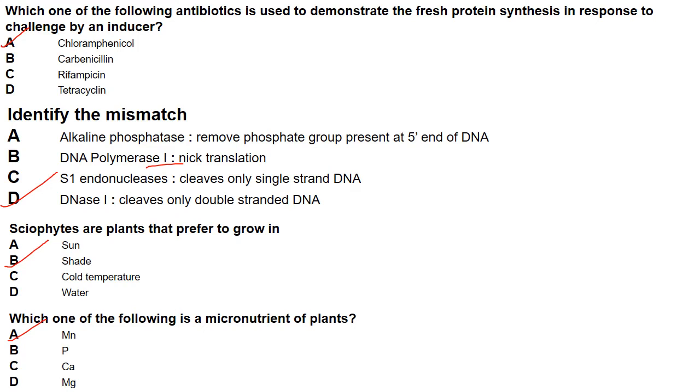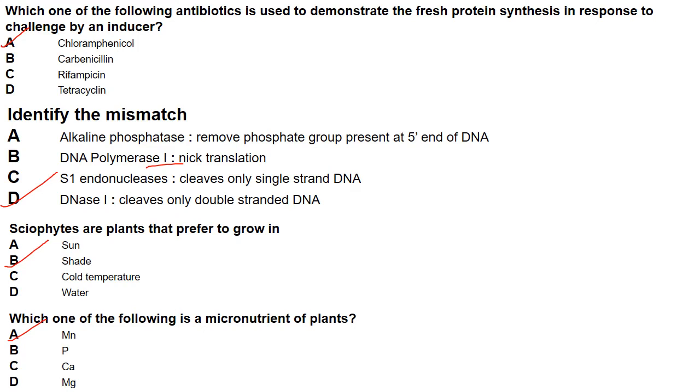Then identify the mismatch. Alkaline phosphatase removes phosphate group present at 5' end of DNA. That's correct. DNA polymerase 1 in Nick translation. S1 endonuclease cleaves only single-stranded DNA. DNase 1 cleaves only double-stranded DNA. It cleaves both single-stranded and double-stranded DNA. So the mismatch is option D.